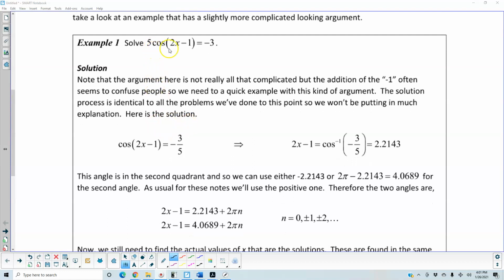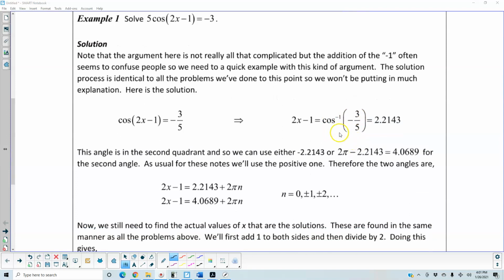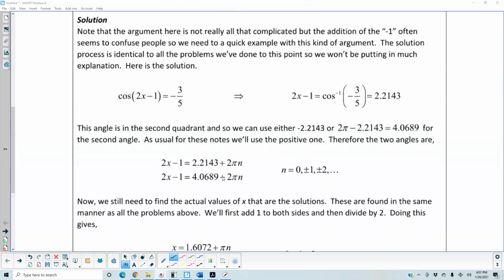We have 5 times the cosine of 2x minus 1 equals negative 3, so the first thing we have to do is divide by 5. Now we have the cosine of 2x minus 1, which is equal to negative 3 over 5. Then we're going to divide by the cosine to then get 2x minus 1 is equal to the cosine inverse of negative 3/5. Well, now, the cosine inverse of negative 3/5 is equal to 2.2143. So we have 2x minus 1, which is equal to 2.2143.